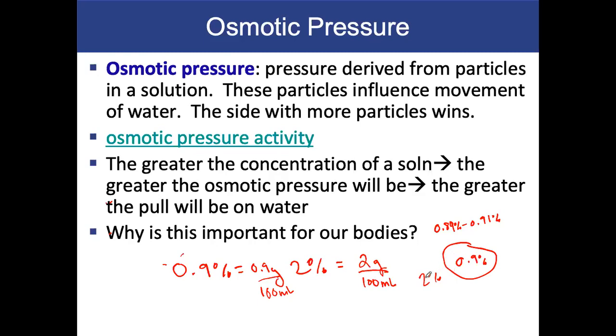So which side has more particles? The 2% solution has more particles. So which way is water going to move? Water is going to move out of the cell into the 2% solution to dilute that 2% solution. So what's going to happen to the cell? The cell is going to shrink or crenate. Okay.